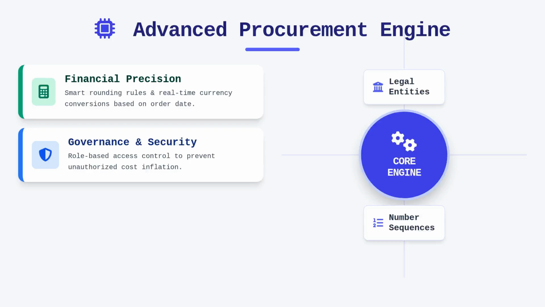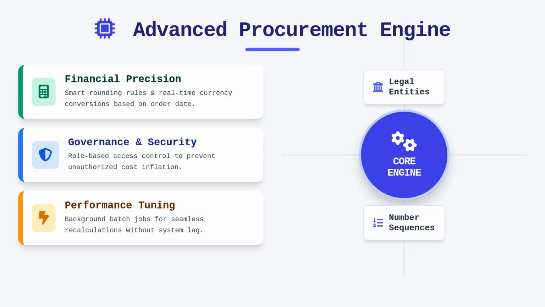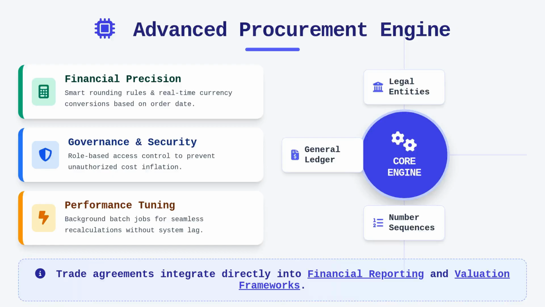Security role assignments are equally vital. You want to ensure that only authorized procurement managers can publish or modify these agreements, preventing unauthorized cost inflation. During the implementation phase, batch job execution schedules must be verified to ensure that any pending updates or recalculations are processed in the background without impacting transaction performance. Always remember that these agreements do not exist in a vacuum, as they feed directly into your general ledger postings and inventory valuation frameworks.